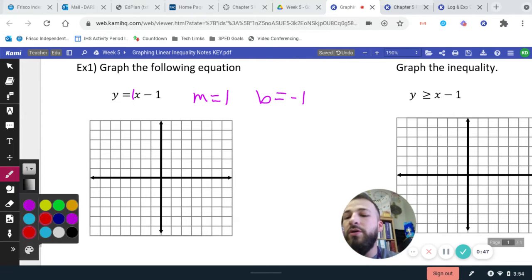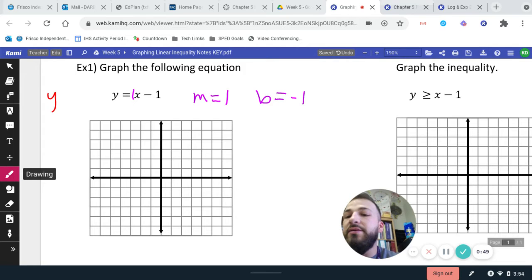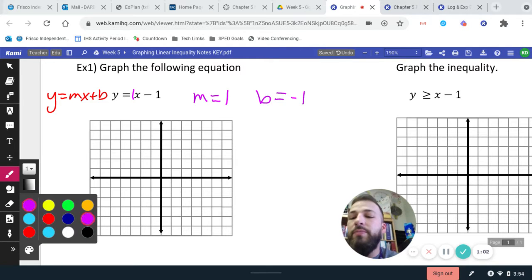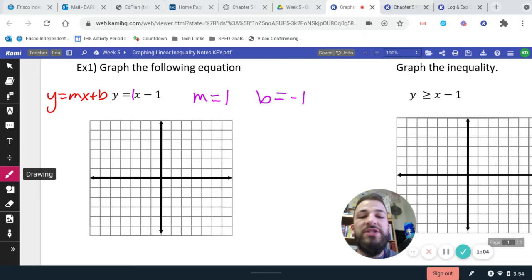Because remember, all linear equations in slope-intercept form are of the form y equals mx plus b. And that's the form that we really want to use to be able to graph. So from here, we start by plotting our y-intercept, which in this case is -1. So I put a point right here at -1. And then I use my slope, which, 1 is the same as 1 over 1.